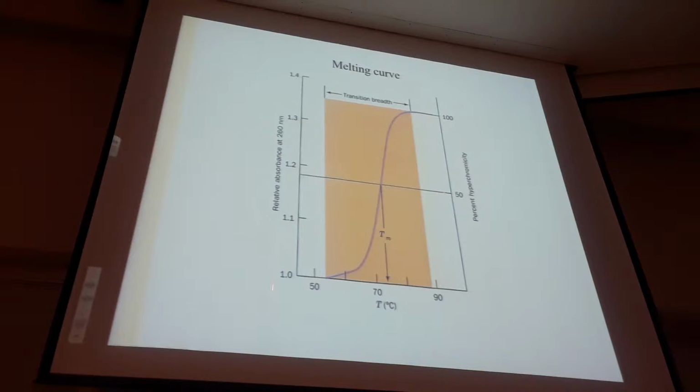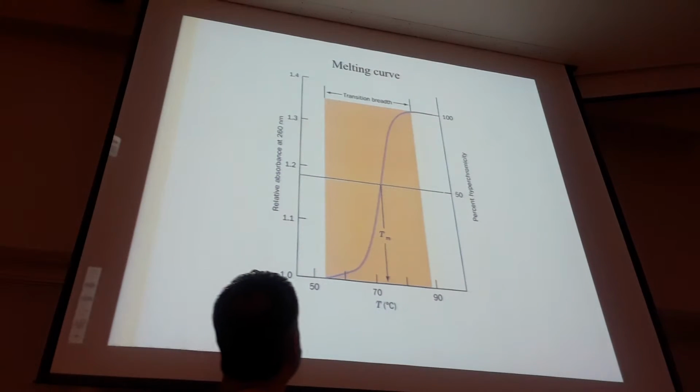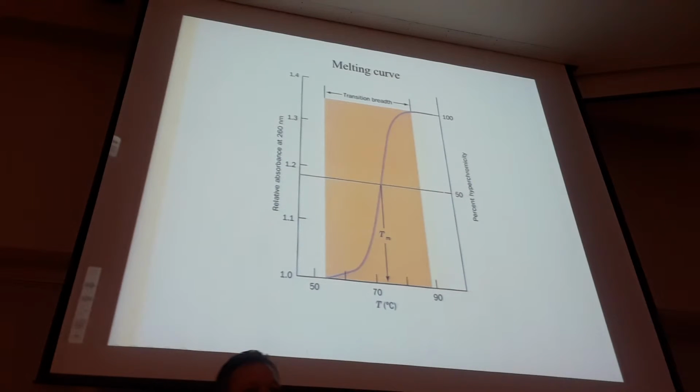So here we see two y-axes used. One is the absorbance. As I said before, we can plot the absorbance as a function of the temperature, and it's given as relative absorbance. Starting with the absorbance we have at the beginning, whatever it may be, set to 1, we then see that we have a 30-some percent increase in absorbance in the denatured state.